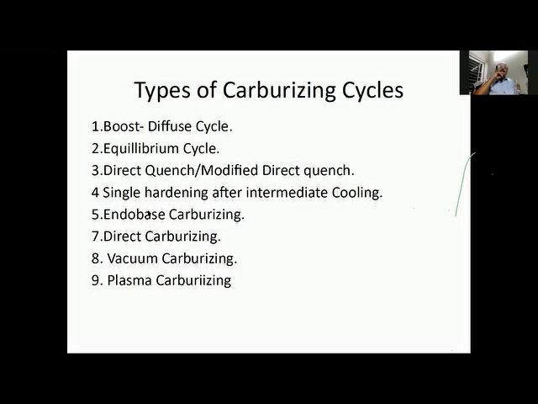So there are many types of carburization cycle. We'll just discuss the first one, which is important. Next slide, please.